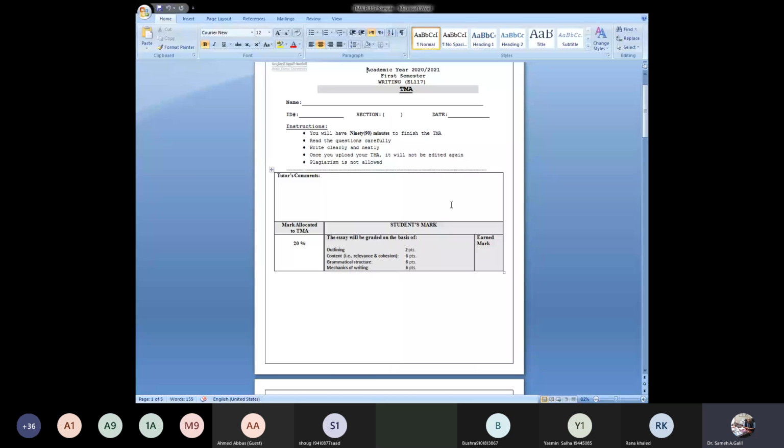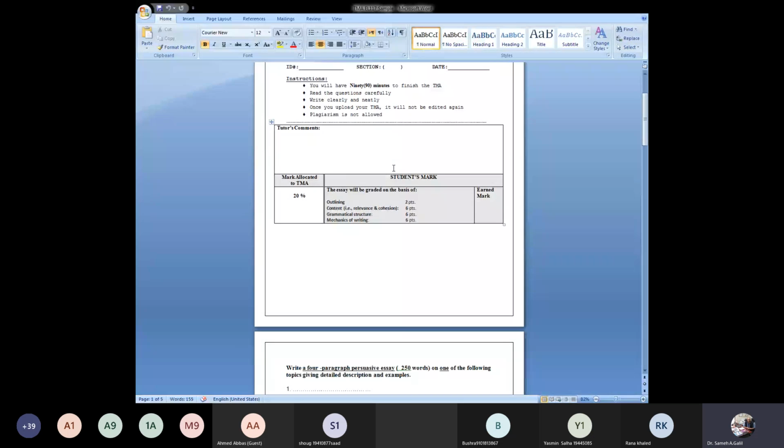Like I said, you will have to read the questions carefully. Once you start writing, you need to write clearly and neatly. Of course, you have to submit your TMA once, and there is no room for a resubmission. Once you submit your TMA, there is no way you can submit or upload an edited one. Of course, plagiarism is not allowed, and if you plagiarize, you get a 0.